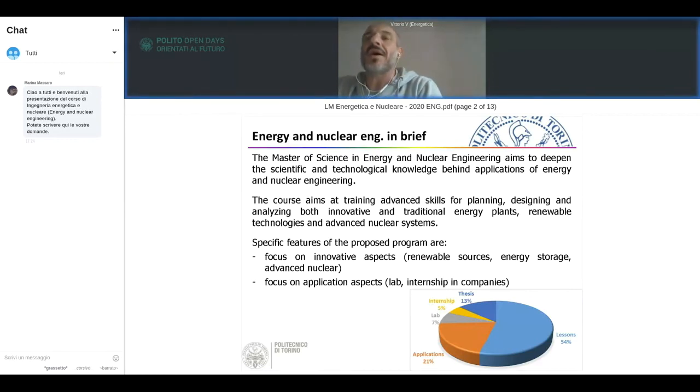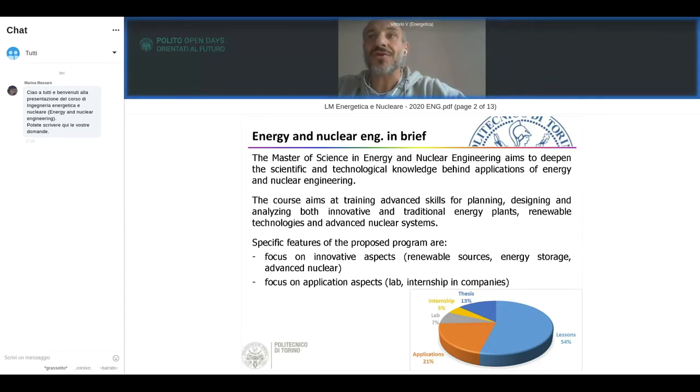Together with this knowledge related with technology, the master also aims at training the different skills related with planning, design, and analyzing all types of energy systems, both the innovative ones, more specifically the nuclear or renewable, and the traditional ones, and also integrating these different types of technologies in a sustainable way.